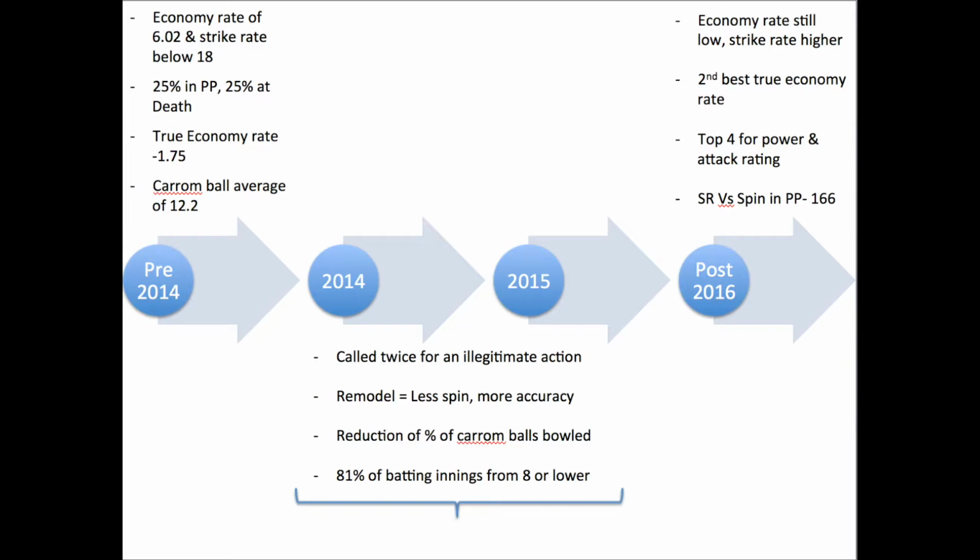So his strike rate against spin in the power play is 166, which is the third highest of any player to have scored more than 250 runs in T20 cricket, which is quite a small amount of runs considering how many games can be played all around the globe for T20 cricket.